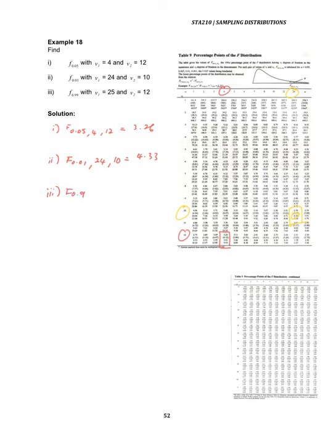Okay, number 3, F 0.99, V1 25, V2 12. Okay, 0.99 value dia tak ada dekat dalam table. Tapi apa yang kita boleh buat, okay, kalau awak tengok kat sini, kat atas ni dia ada bagi tahu. The lower percentage point of the distribution may be obtained from the relation F1 minus alpha V1 V2 is equivalent to 1 over F alpha V2 V1.